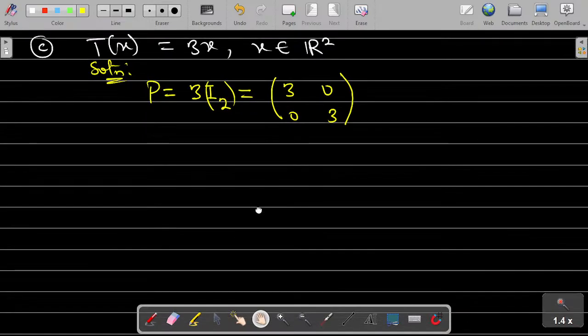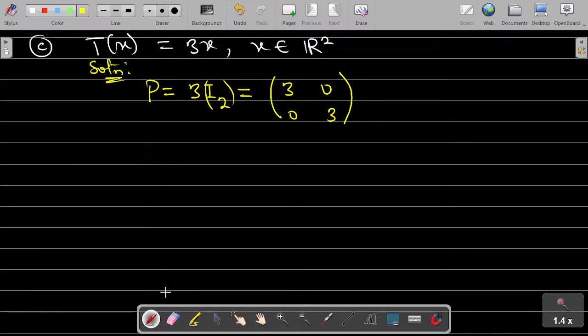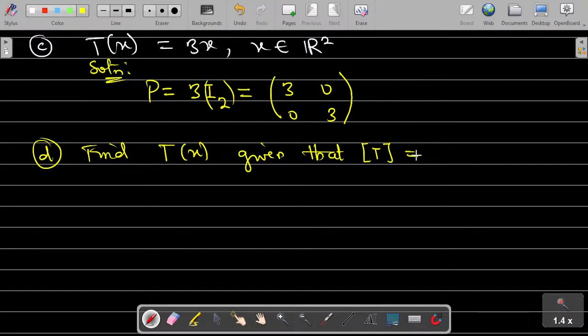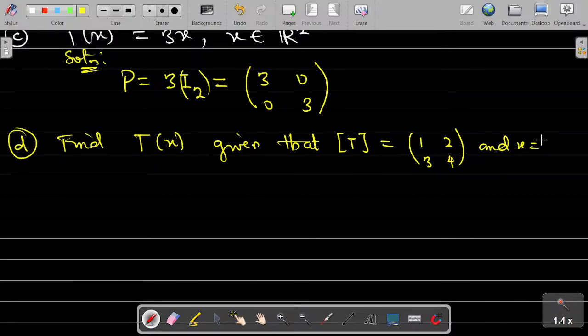Let's see. The next question says that we should find, meanwhile, that's all, so we go to D. I thought that there were 2 questions in C. So this is find the standard matrix for the transformation. I'm reading C again. This says we should find T of x given that this one is equal to 1, 2, 3, 4, and that our x is equal to 3 and minus 2.